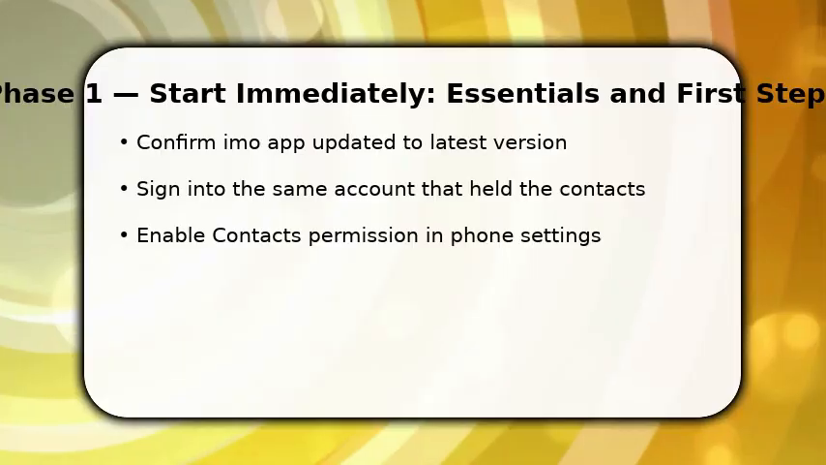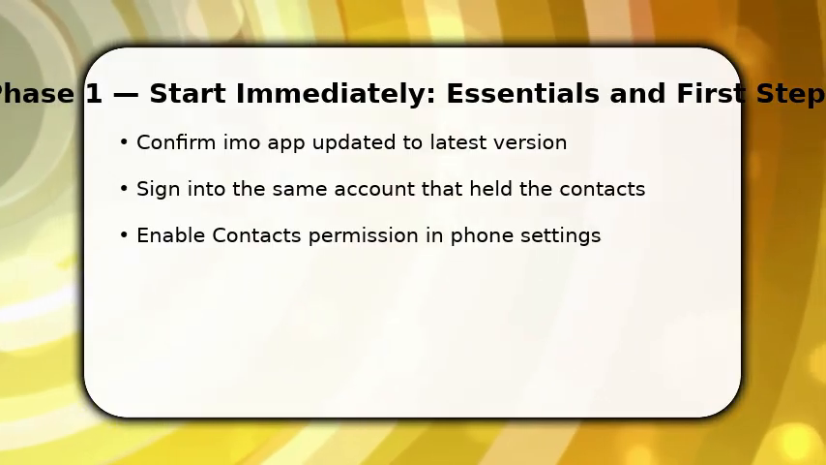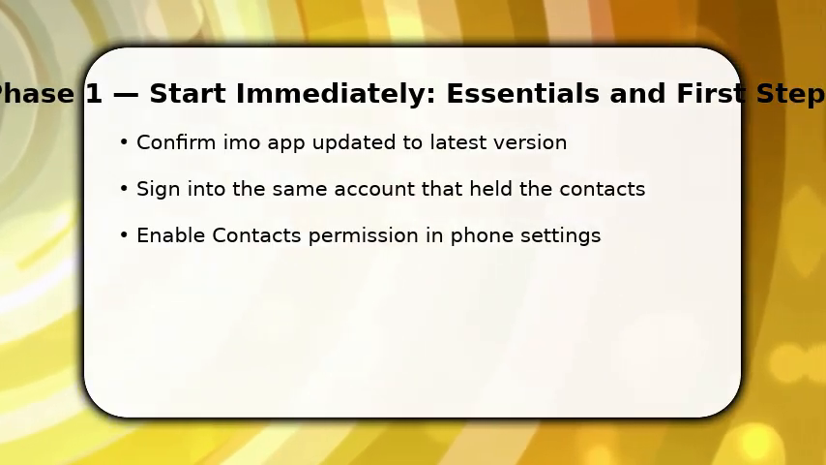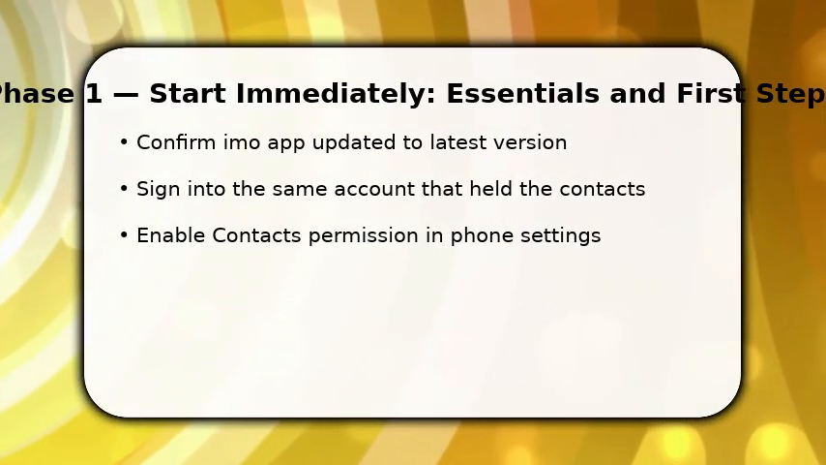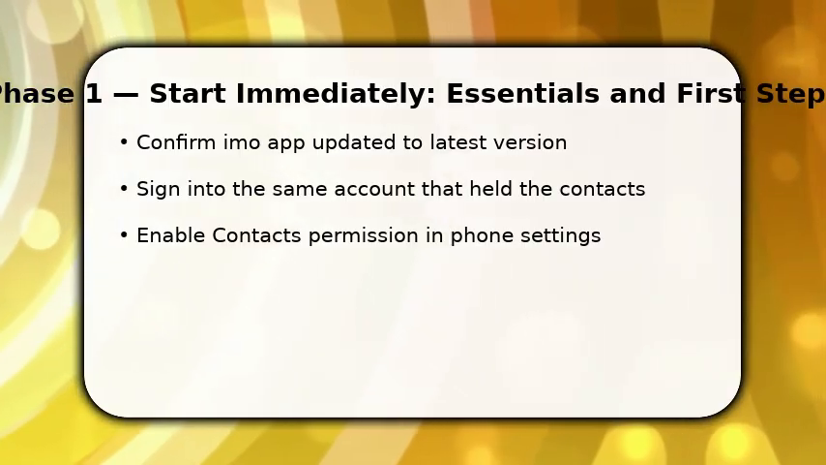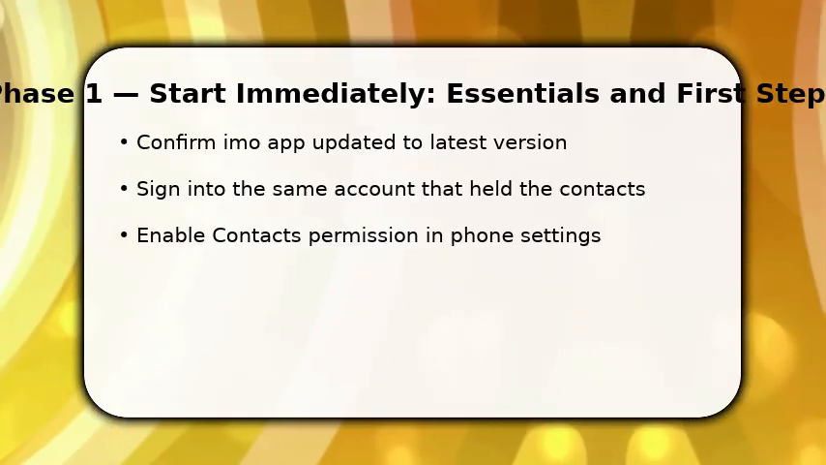Enjoy the video. You start by opening IMO and signing into the account that owned the deleted contacts. Make sure the app is updated. Once done, grant contacts permission so IMO can scan your address book. If you use multiple numbers or devices, choose the correct profile. This ensures we're searching the right dataset.